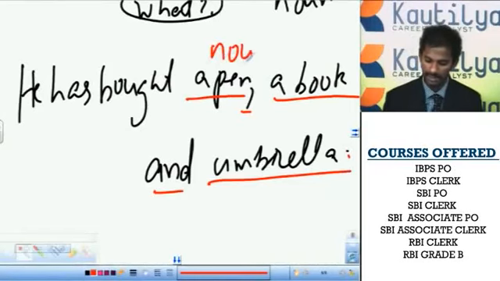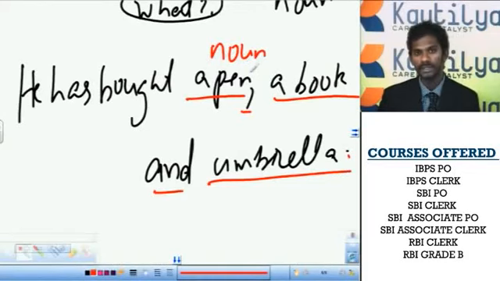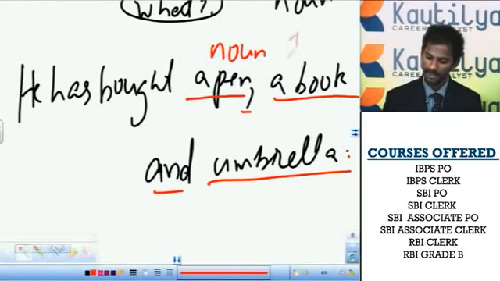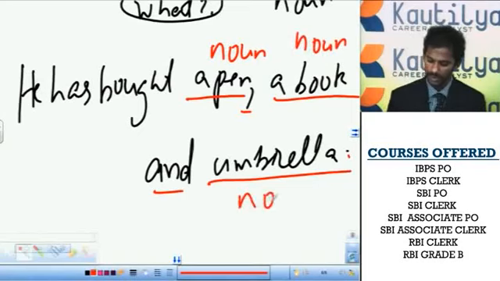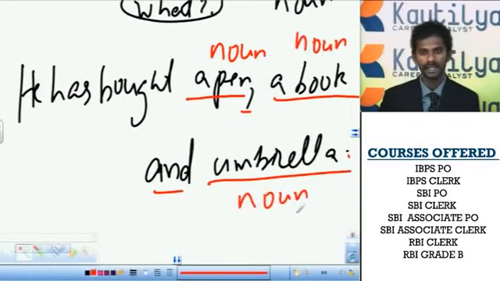Pen is a noun. So here the first idea is a noun, so all the other ideas must also be nouns. Second idea is book. That is also a noun. And the third idea is umbrella. That is also a noun. So there are 3 ideas in this sentence, and all the 3 ideas are single words, and all the 3 ideas are the same part of speech. Right? But still, this sentence is not correct.